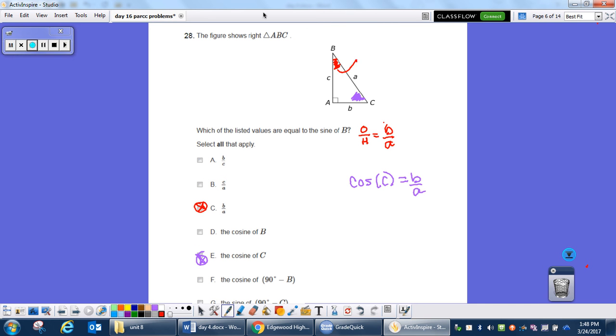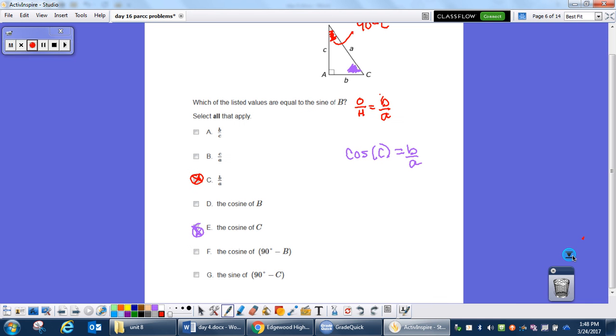Okay? And then a couple weird ones that are park related. So angle B can also be represented as 90 minus C. So instead of the sine of angle B, you could be taking the sine of 90 minus C. And then angle C can be represented as 90 minus B. So you could also choose the cosine of the angle 90 minus B.